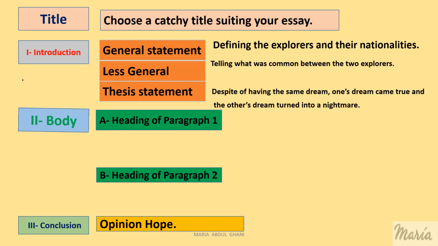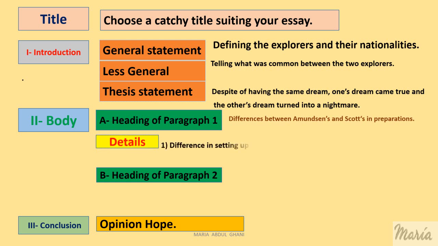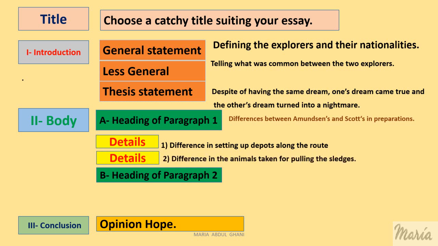In the body, start with the heading of paragraph A. Which is the difference between Amundsen's and Scott's preparations? Then move to the details. 1. Difference in setting up depots along the route. 2. Difference in the animals taken for pulling the sledges.